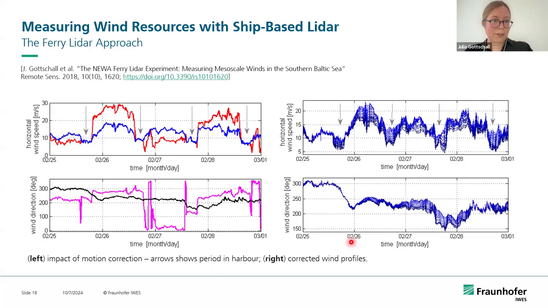What we got out of this is shown here. If you look at the left-hand side first, we have corrected and uncorrected data. The uncorrected is the red and the purple or pink, and then the corrected data, where we get rid of the motion effects, are in blue and black for wind speed and wind direction, respectively.